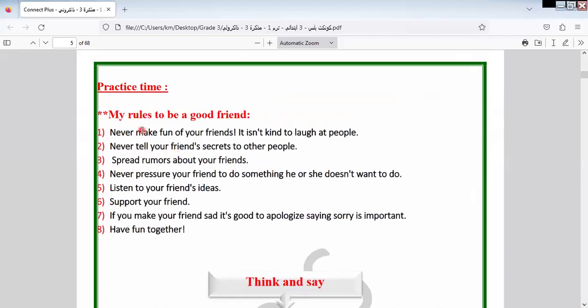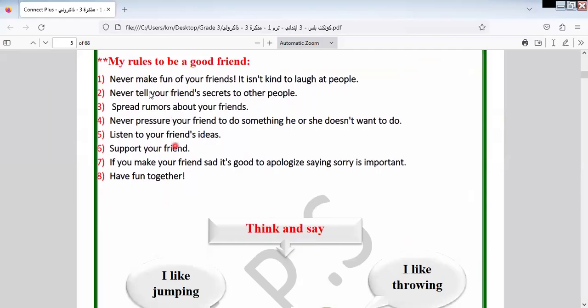Here we have rules to be a good friend. What are the rules that we must follow to be a good friend? Never make fun of your friends. It isn't kind to laugh at people, like bullying. Okay, this is called bullying. Never tell your friends' secrets to others.